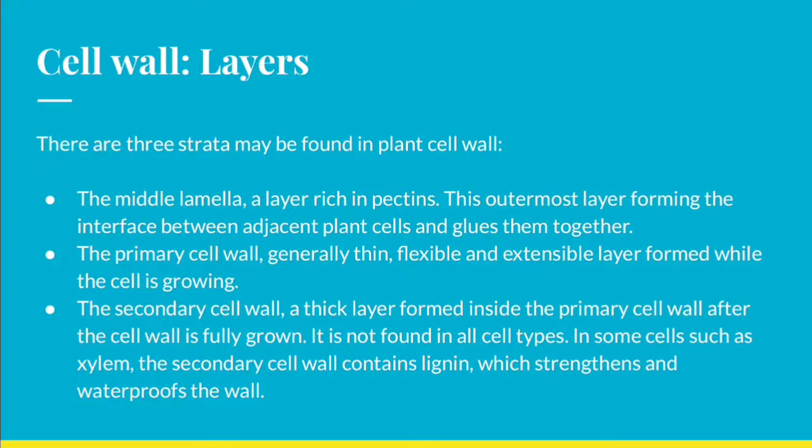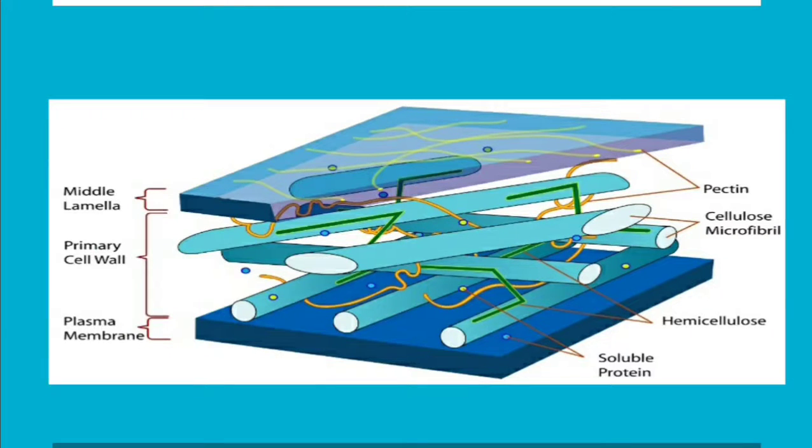It is not found in all cell types, only in some cells such as xylem and phloem. In xylem, the secondary cell wall contains lignin, which strengthens and waterproofs the cell wall. This is the graphical presentation of the three-layer cell wall.